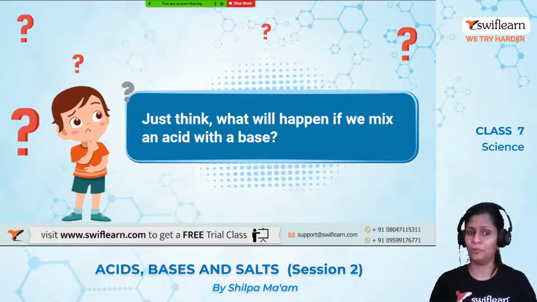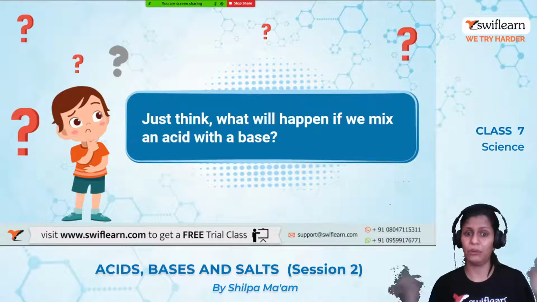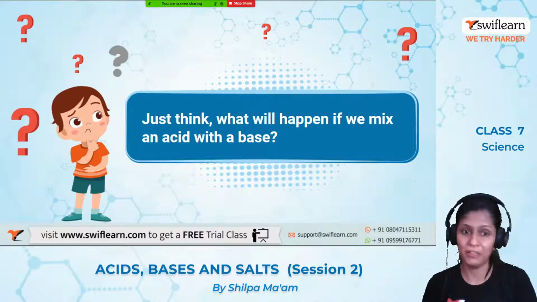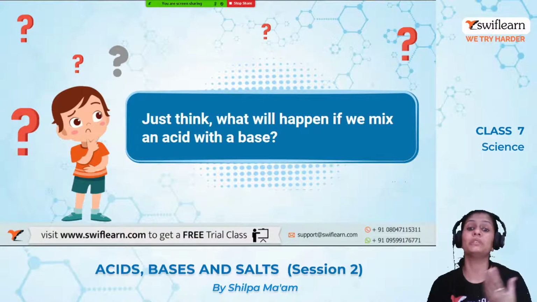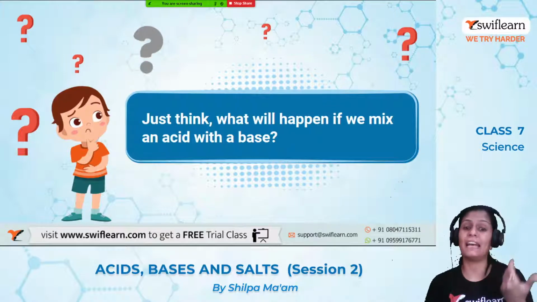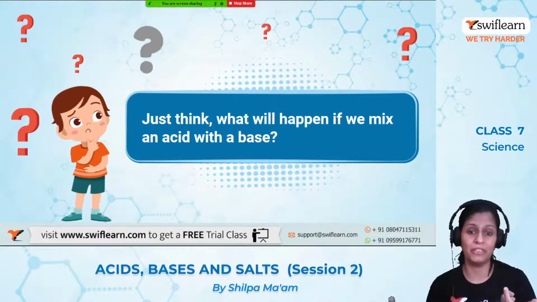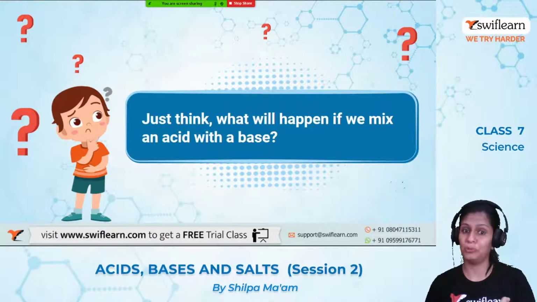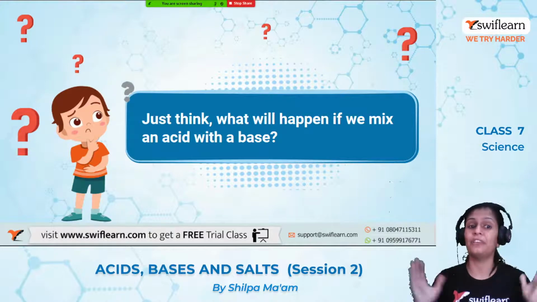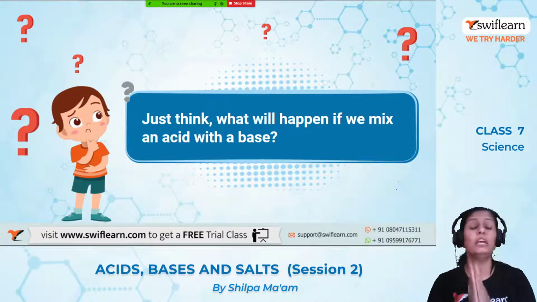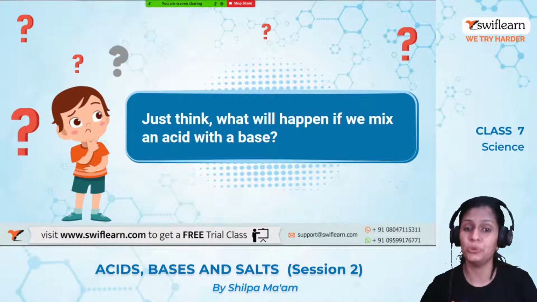Do you think there will be an explosion? Or would there be some other reaction? No, nothing of that sort would happen. Rather, the resultant is a neutral substance. Why? Because acids are sour in taste, bases are bitter in taste. Acids do not have a soapy touch, bases have a soapy touch. They are exactly opposite to each other, and that is why when two opposite things come in contact with each other, you get a neutral reaction.